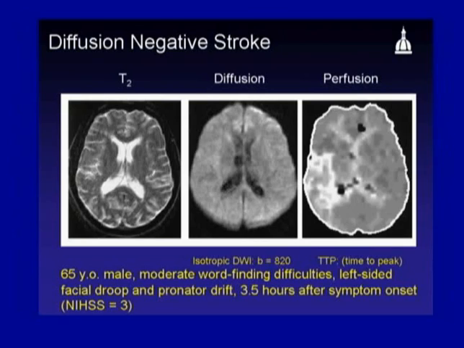And this is just one example we had. This was a patient who actually came in with fairly mild symptoms. His NIH stroke scale was only 3, that's pretty low.